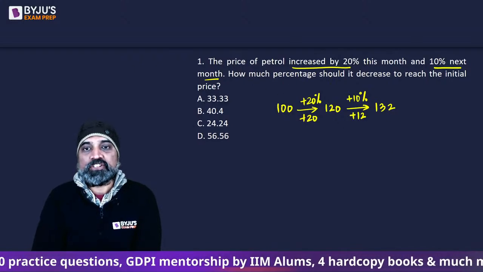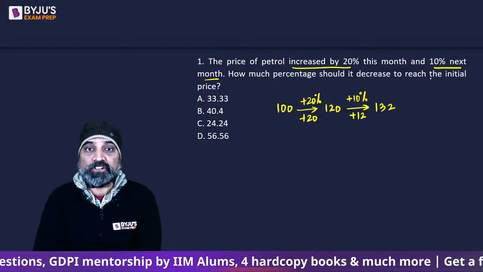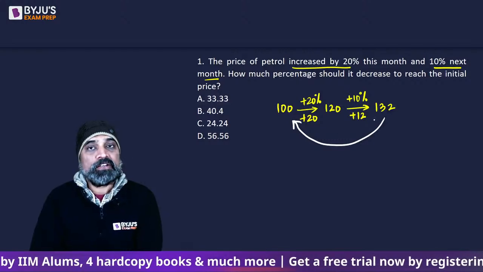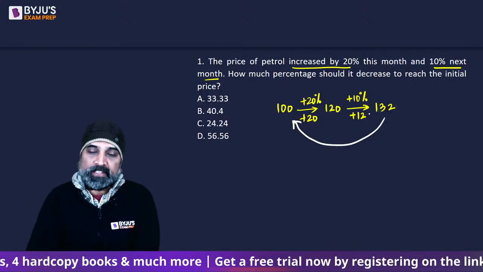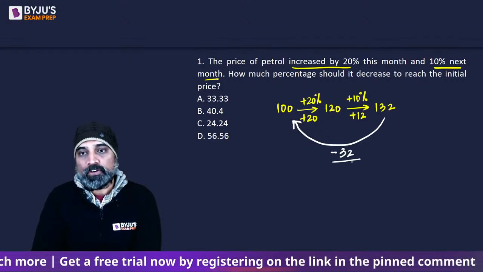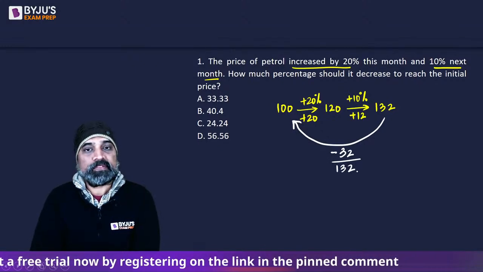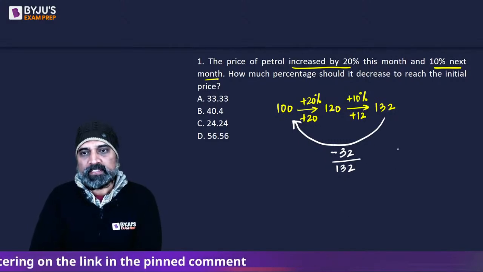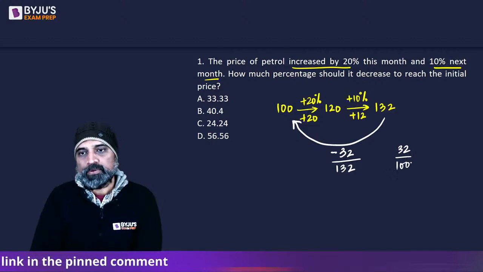Now the question asked is how much percentage should it decrease in order to reach the initial price? So we need to go back. So from 132 to 100, if we want to go back, we will have to decrease 32 out of 132, right? So this is pretty simple. 32 out of 100 would have been 32%, right?